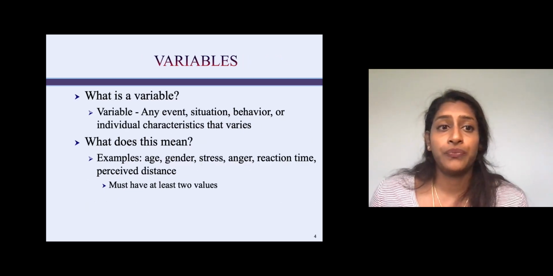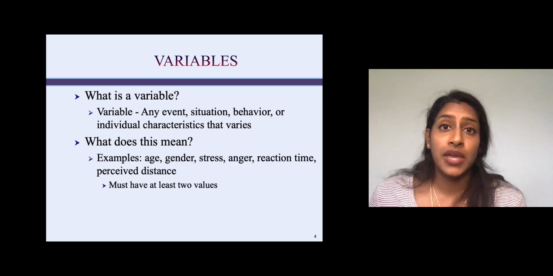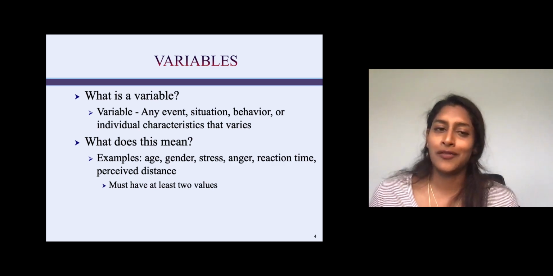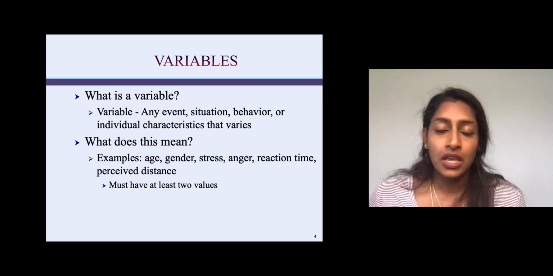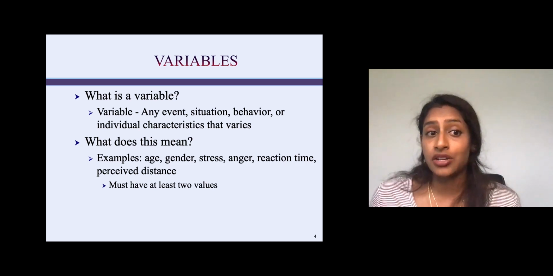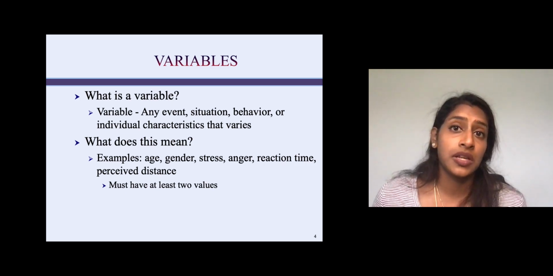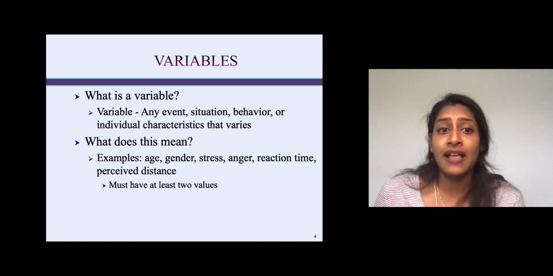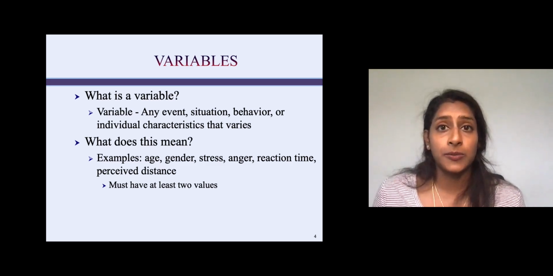So what's a variable? A variable is any event, situation, behavior, or individual characteristic that varies. Very convenient, right? So I hope that when you read that, you're like, all right, but what does that mean? Well, things like age, gender, stress, anger, reaction time, perceived distance, all of these things could be variables. And in order to be a variable, it must have at least two values, right? So we should be able to look at them in at least two different perspectives.